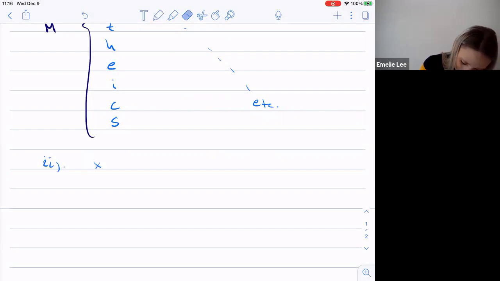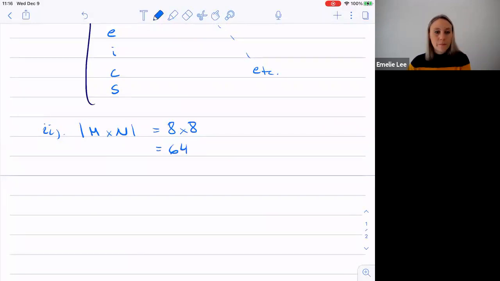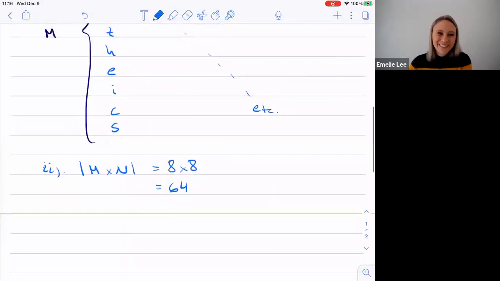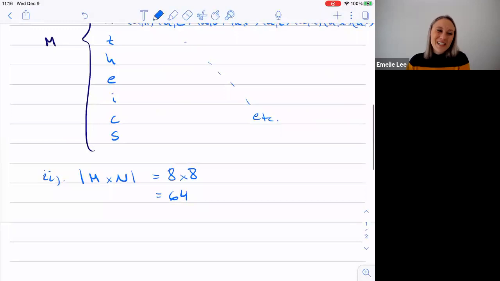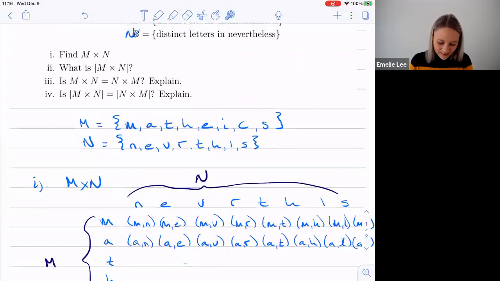Eight by 8, or I should do it proper. The cardinality of M by N is 8 by 8, so 64. We should be precise. Okay.